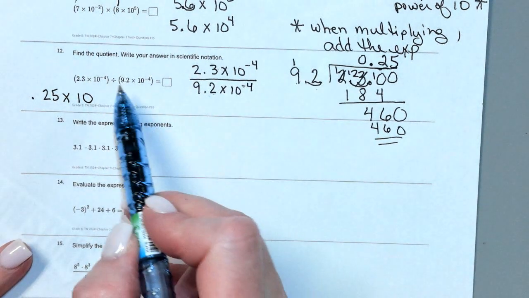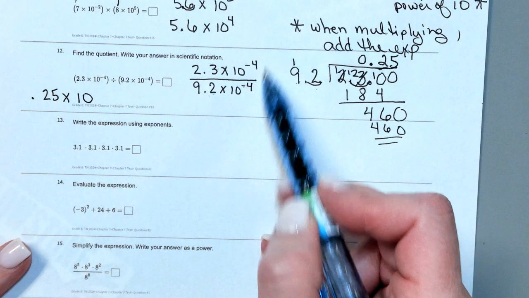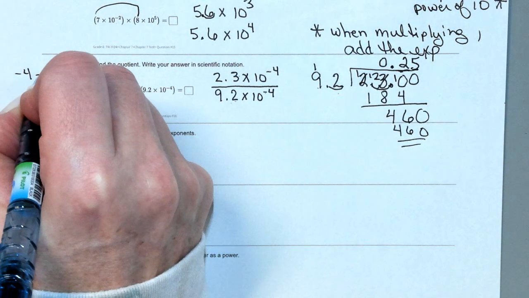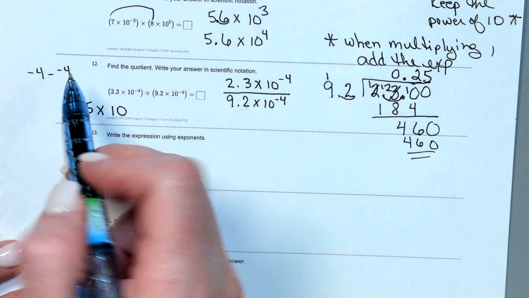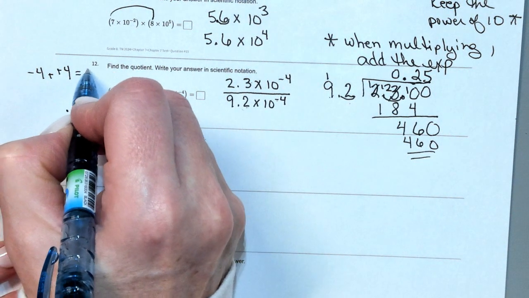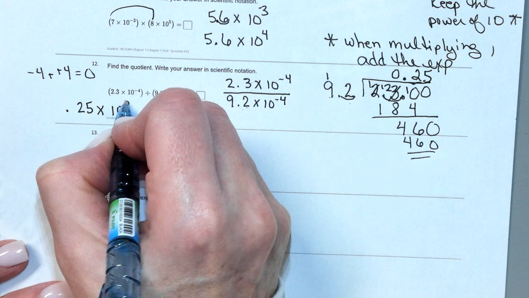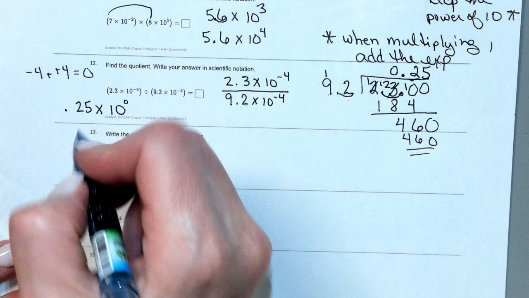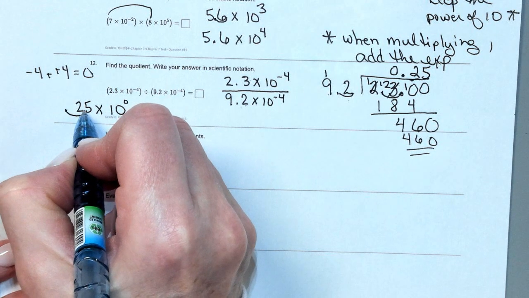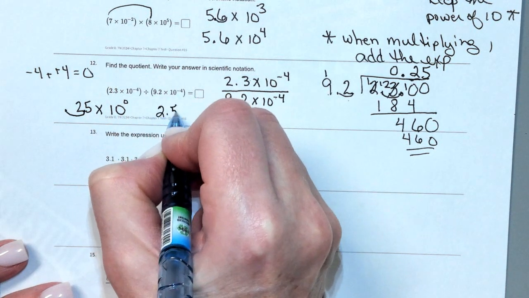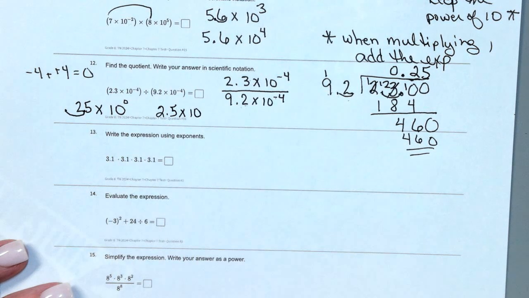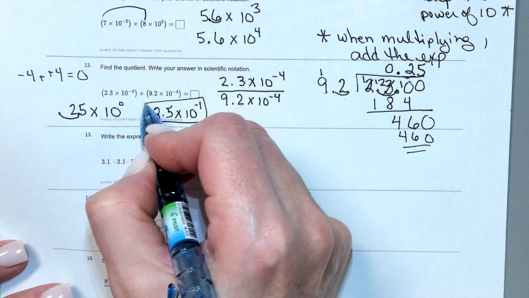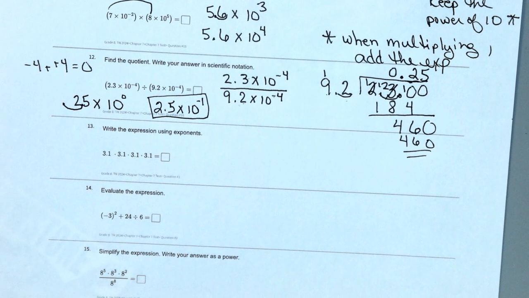times 10, and we said that we subtract the exponents. Well, negative 4 minus negative 4, think about your keep, change, change, that's 0. So you have 10 to the 0. Now, this is not in scientific notation. The decimal has to back up one time, and if you back up, your exponent decreases, so we would be at negative 1. So 2.5 times 10 to the negative 1.